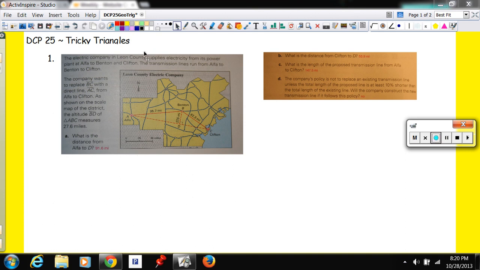Just to paraphrase this problem up here, they want to replace these two lines and just put one direct line from A to C. They don't want to go through Benton anymore, so let's do this first one.